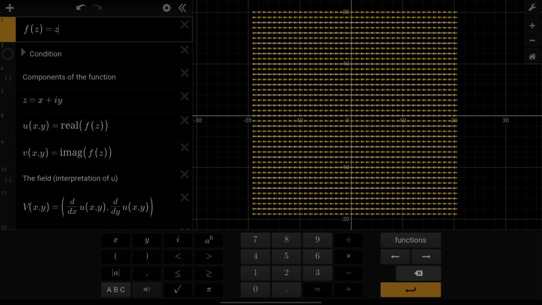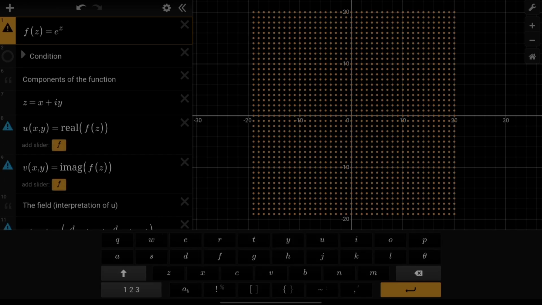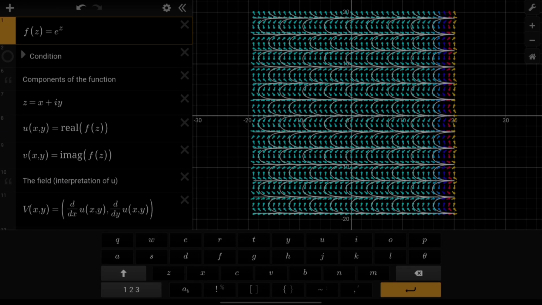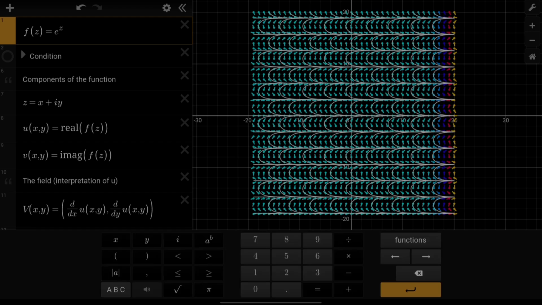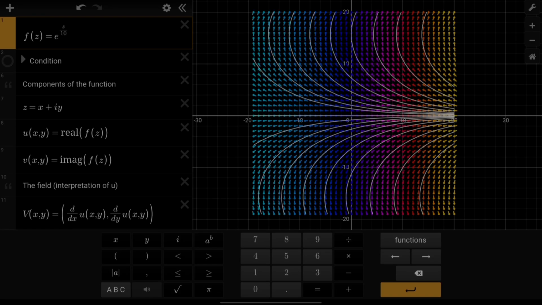We can also look at the exponential function, and it will look like that. So we can see that the speed is generally slow, and it rapidly increases to the right side. If we divide that in the exponent, then the speed will be increasing a lot slower. So we can see that the hue changes more gradually.